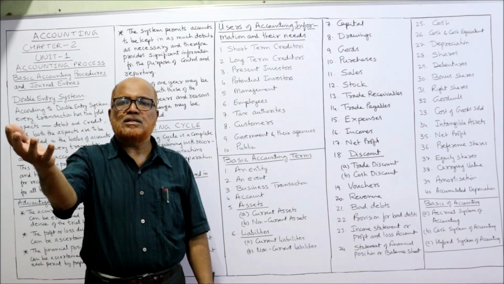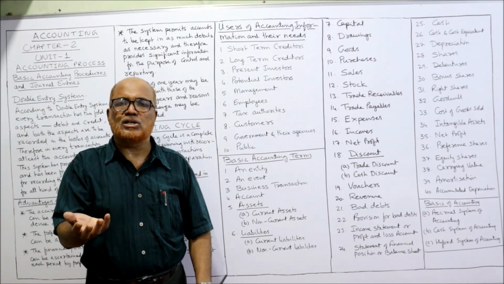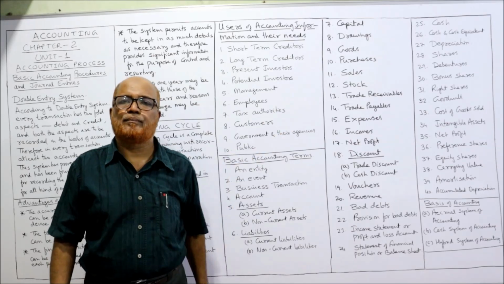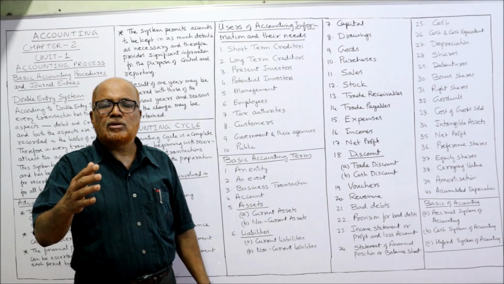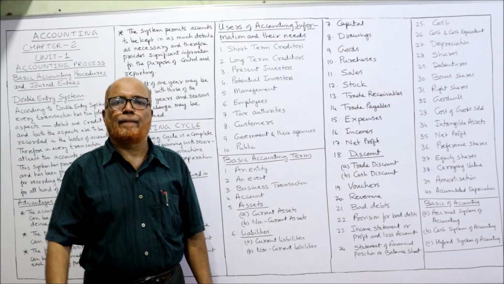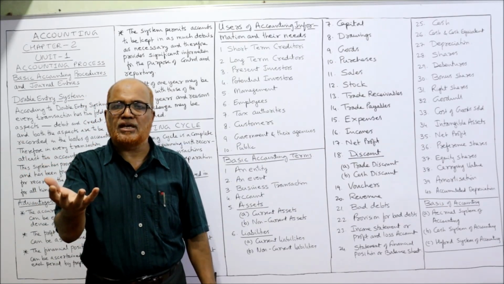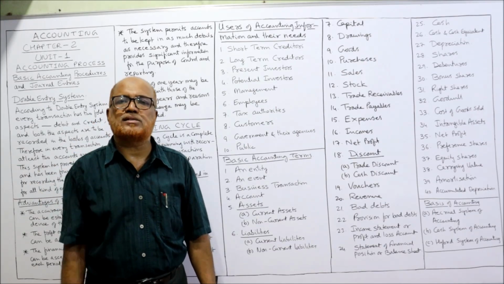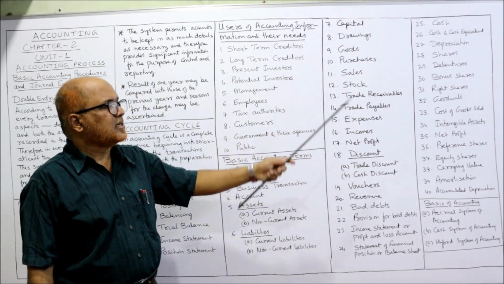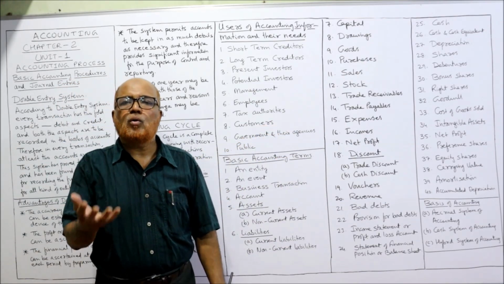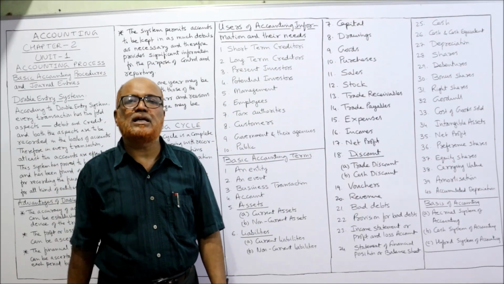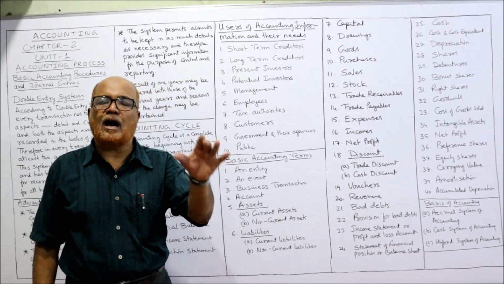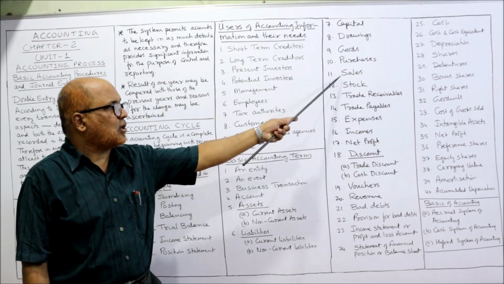Purchases. The articles or things which are purchased for the purpose of sale are called purchases. Sales. The goods which are purchased, when actually sold to customers, that is called sales. Stock. The quantity of goods which are purchased but not yet sold, still lying unsold, that is called stock.